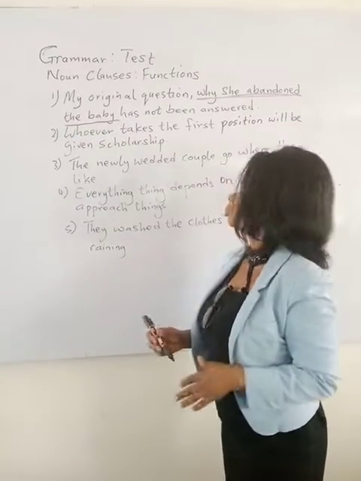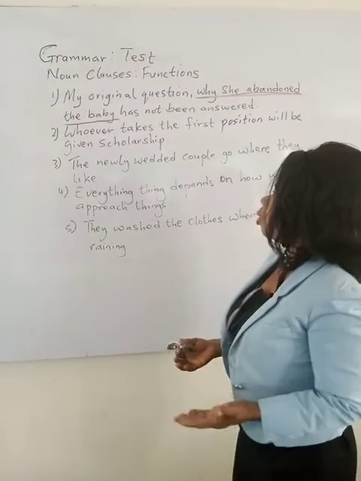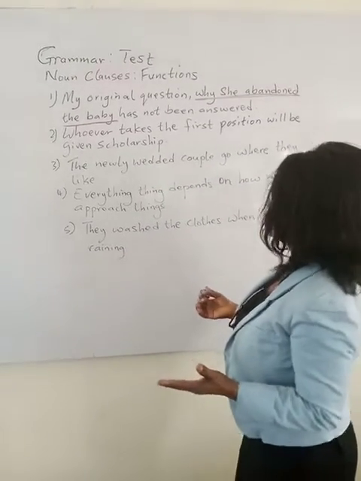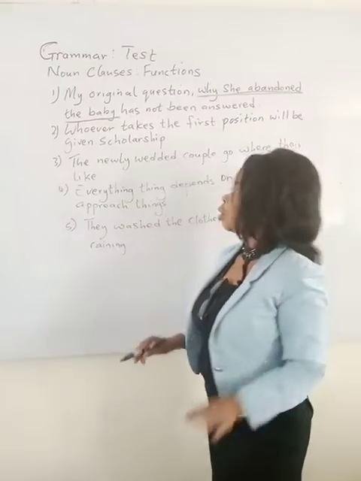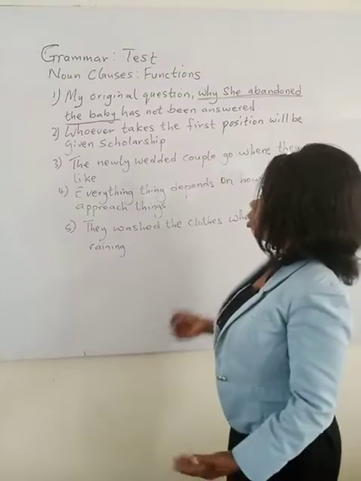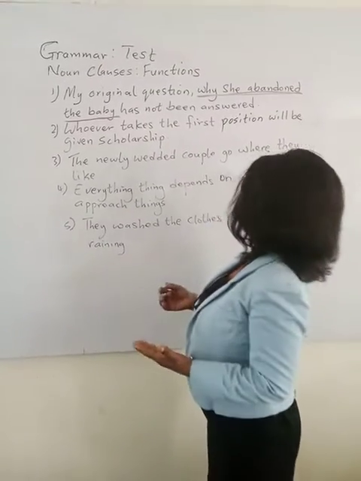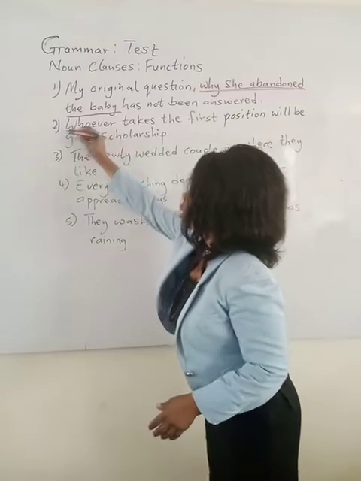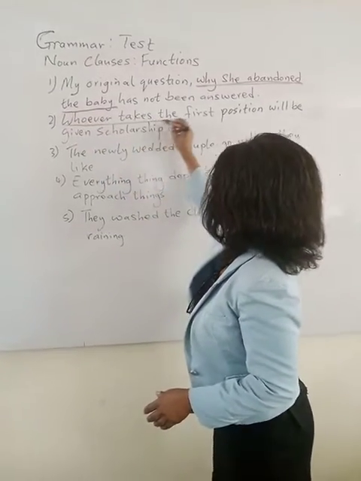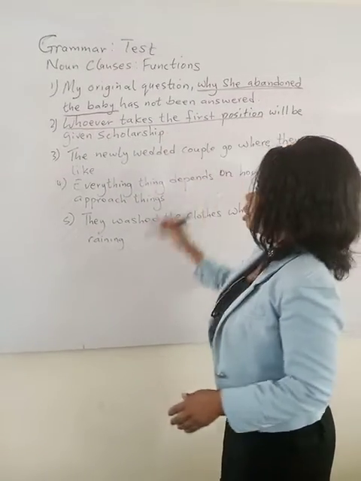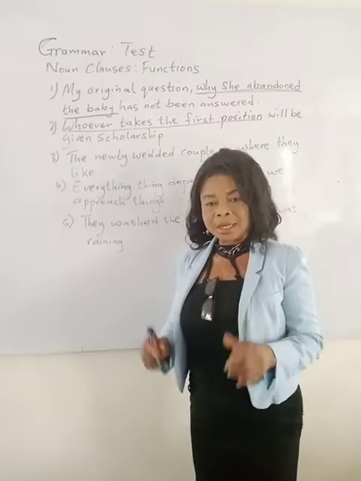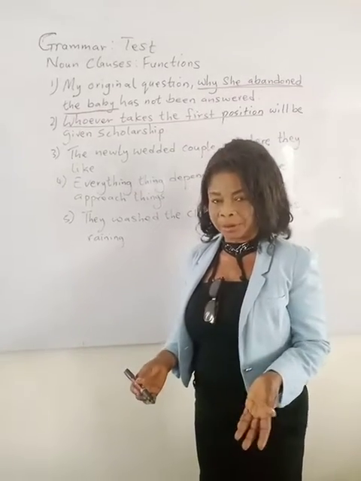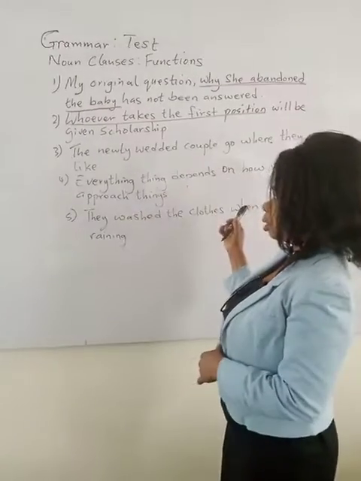That's 1. Then 2, whoever takes the first position will be given scholarship. Now, what is our noun clause here? It begins with whoever takes the first position. Remember, whoever is a compound relative pronoun. So it begins the clause.